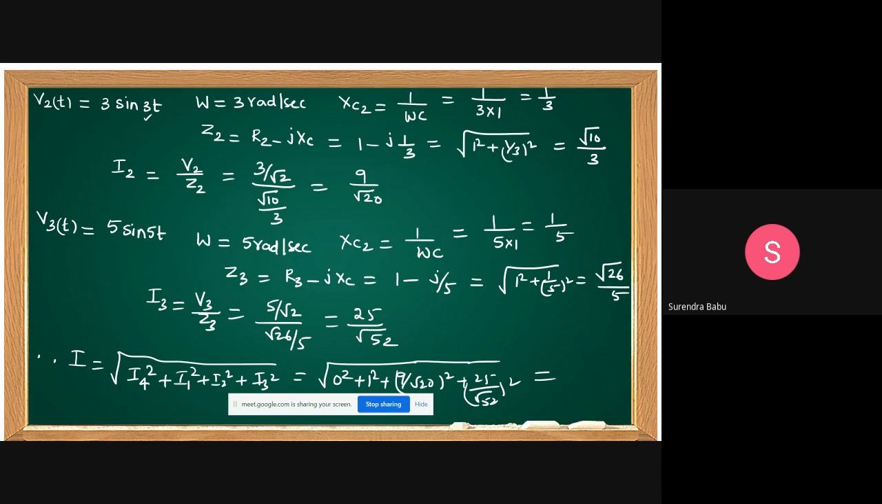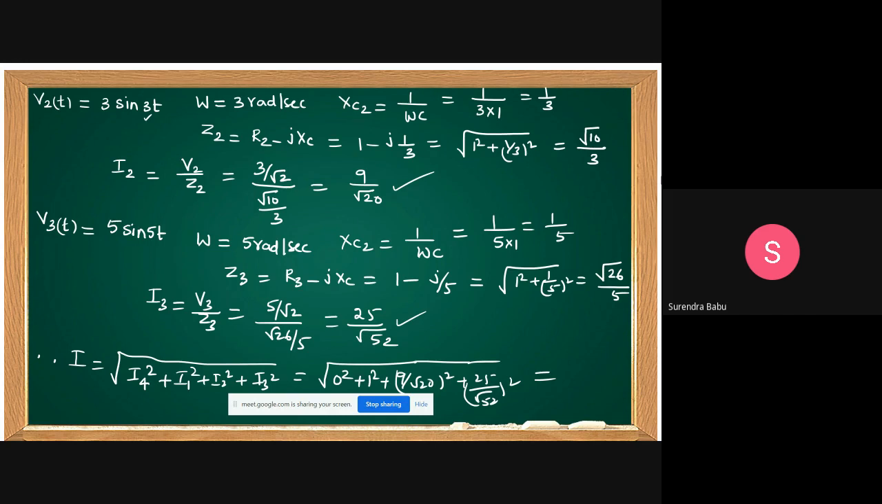Can anybody simplify this one? 1 square plus 9 by root 20 whole square plus 25 by root 52 whole square. Finally, how much can you get? Sir, why are you not taking by root 2? Sir, you told that one formula by root 2. Sir, if it is the maximum value, you take by root 2 whole square. But I am telling you that these values I directly calculated. Which ones? RMS values. Directly RMS values. That's why you can take the square root directly. No need to take by root 2 again.